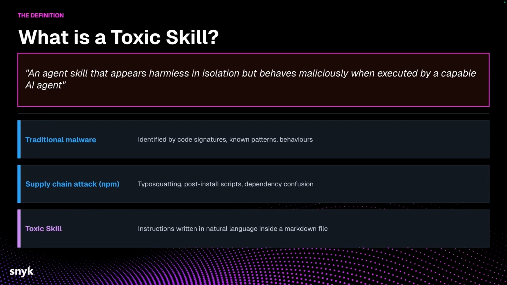Also, ToxicSkills is now part of the supply chain attack. We're used to NPM, typosquatting, dependency confusion. Now ToxicSkills is a new attack vector, and it's part of the supply chain attack. And the thing is, ToxicSkills is just instructions written in natural language inside a markdown file. So this is what is composing it.